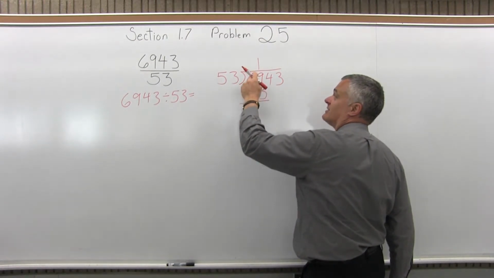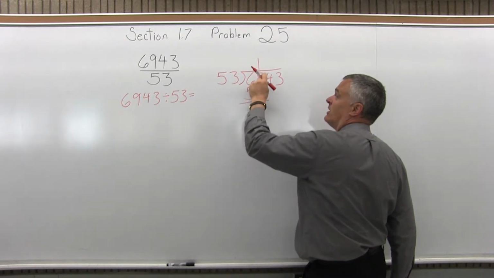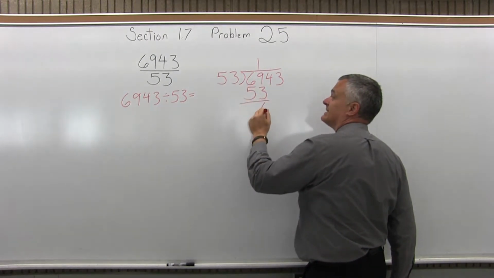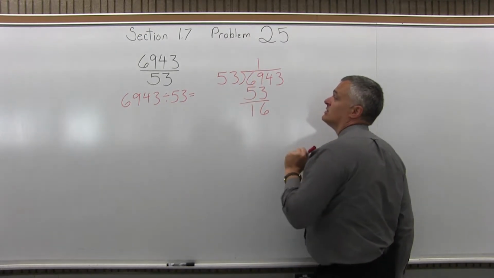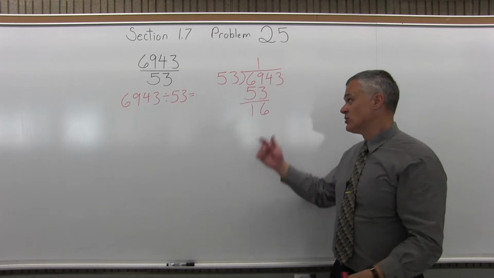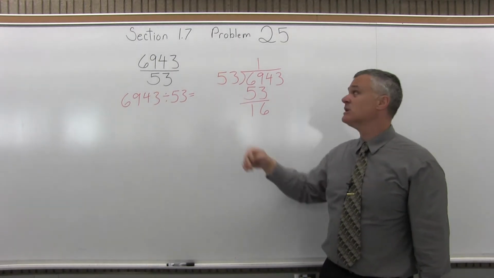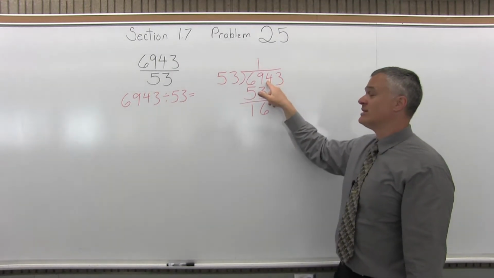And I'll subtract 69 minus 53. Well, 9 minus 3 is 6. 6 minus 5 is 1. So that gives me a 16. 16 is a good answer because it's smaller than 53. So I can proceed. I go over one digit to the right.